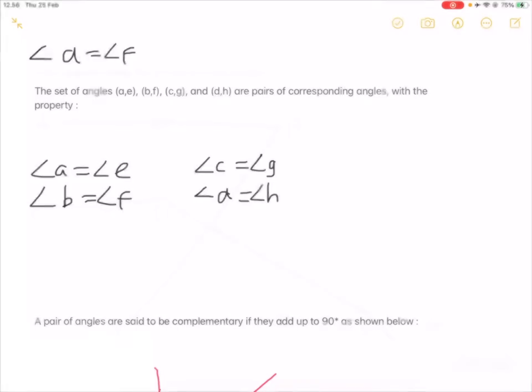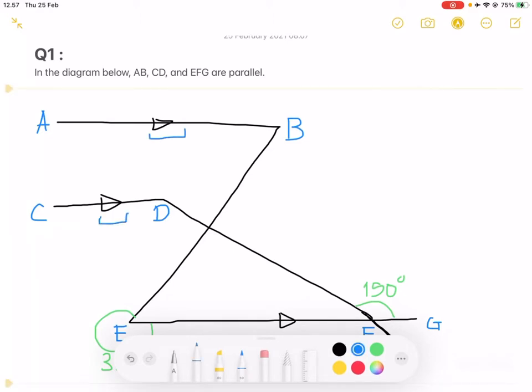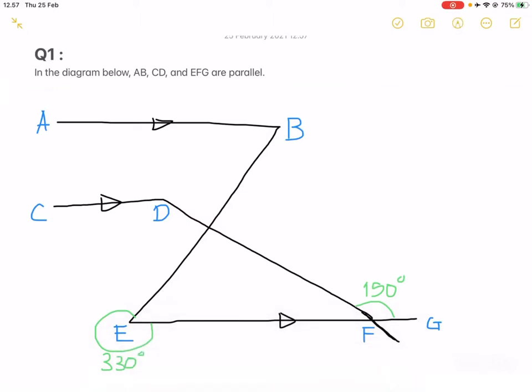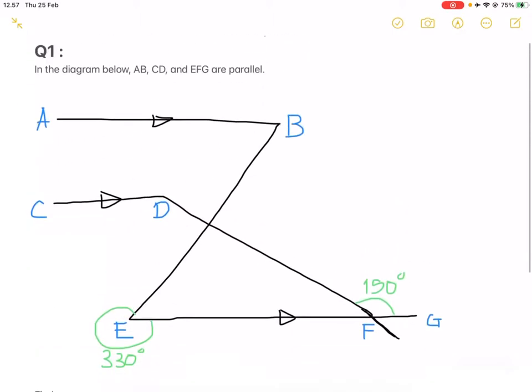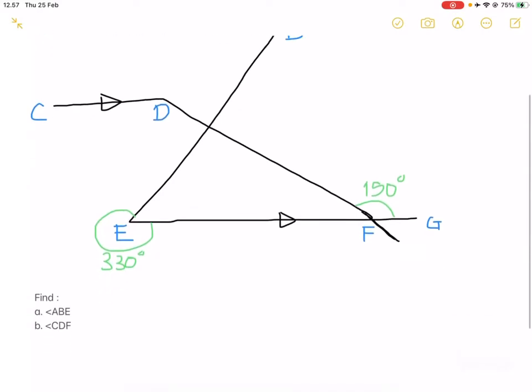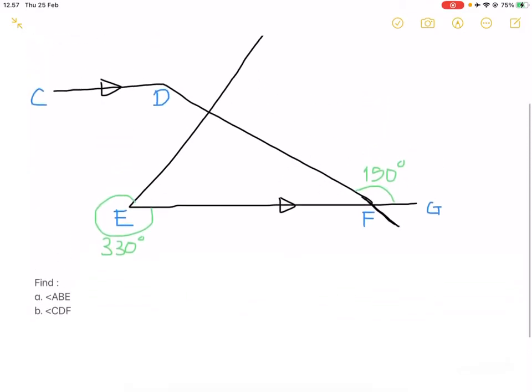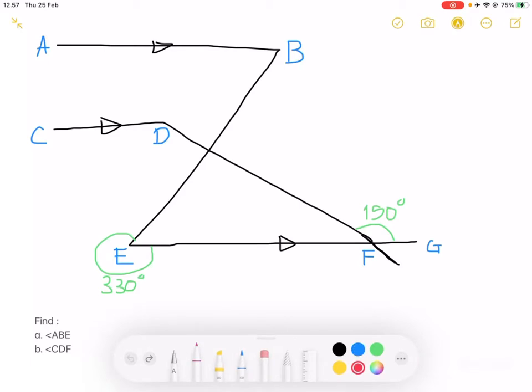Alright, let's jump into some examples. First question. In the diagram below, ABCD and EFG are parallel, as denoted by the arrow sign on the lines. Usually these diagrams are not to scale, so that's just quick information for you. We need to find the angles ABE, which is this segment right here, and CDF.